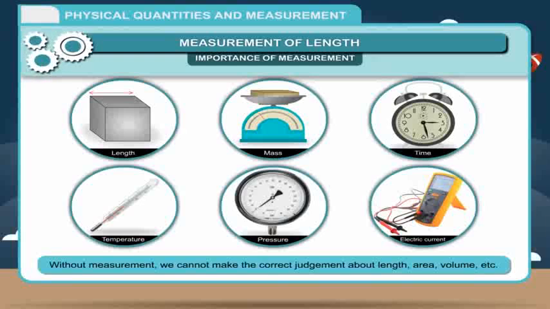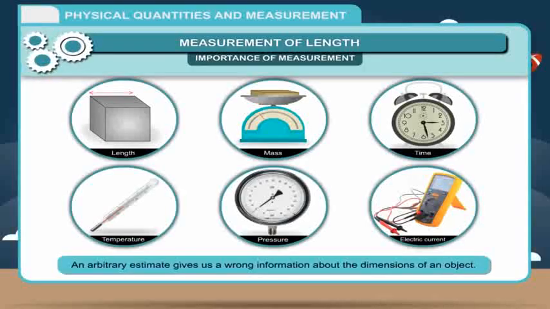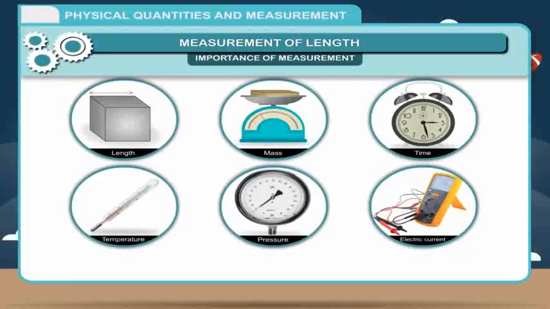Without measurement, we cannot make the correct judgment about length, area, volume, etc. An arbitrary estimate gives us wrong information about the dimensions of an object.